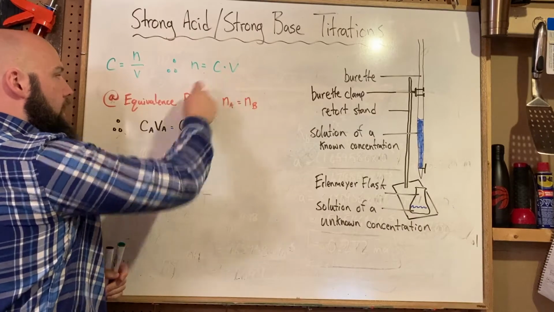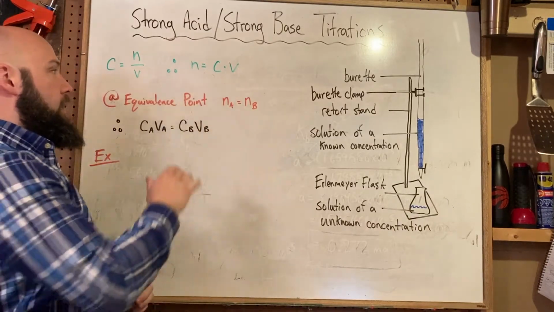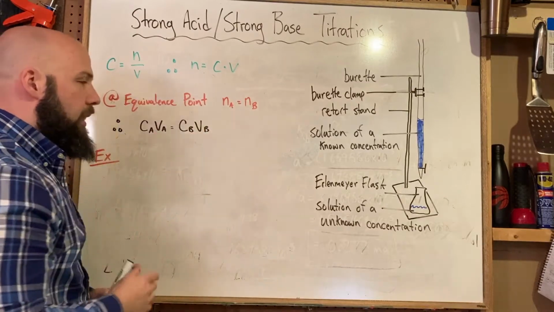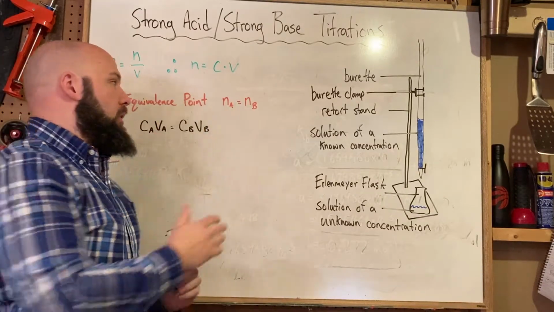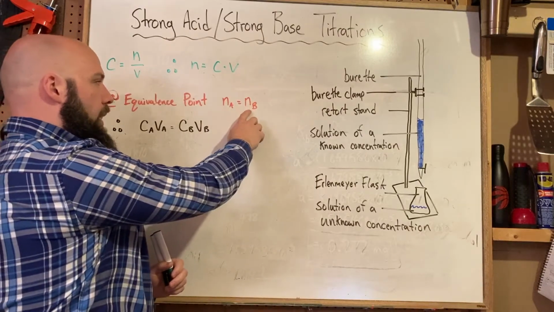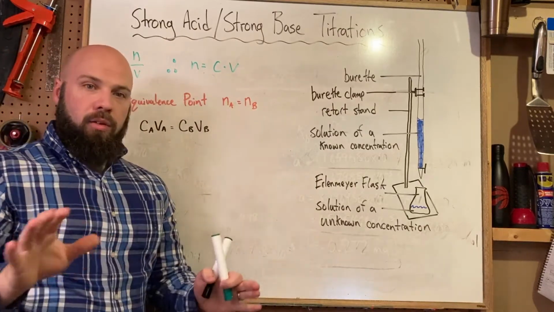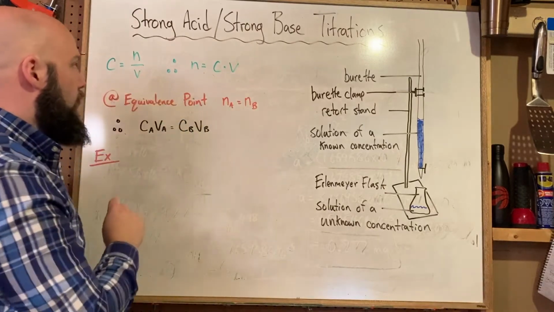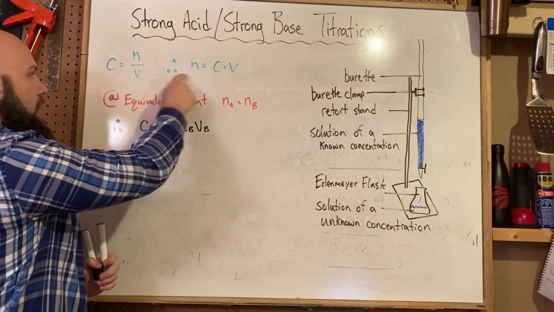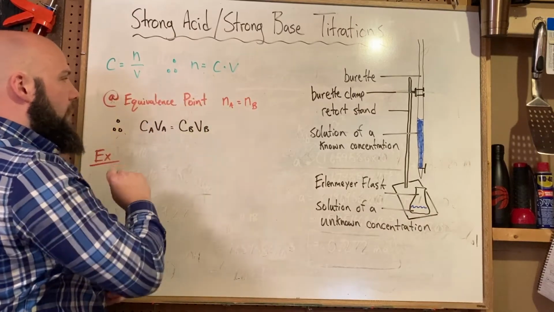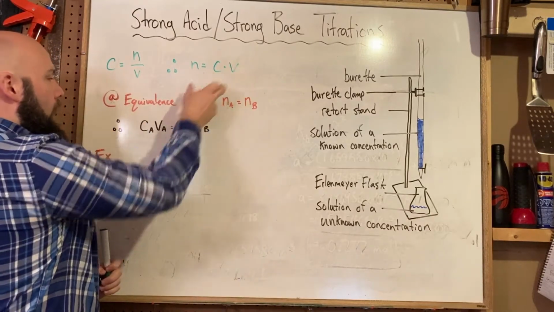n equal to C times V. And we're going to define a new term here, equivalence point. This is the point in a titration when the molar value of the acid is equal to the molar value of the base. Knowing this, rearranging our concentration formulas for our acid and base, you know that at equivalence point the molar values are equal, and you can equate each side.